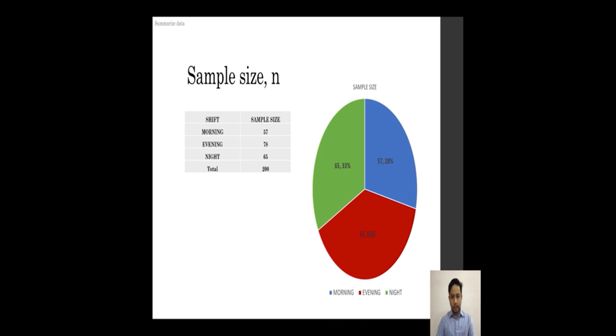Okay, this is the data we measured, all the data that we get from production. The sample size is a total of 200, and we already divided it into 3, which is morning, evening, and night. From this table and this pie chart, we can see that evening has the highest amount of production, while morning has the lowest.